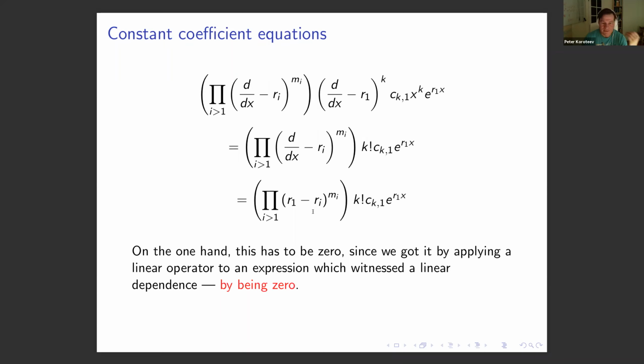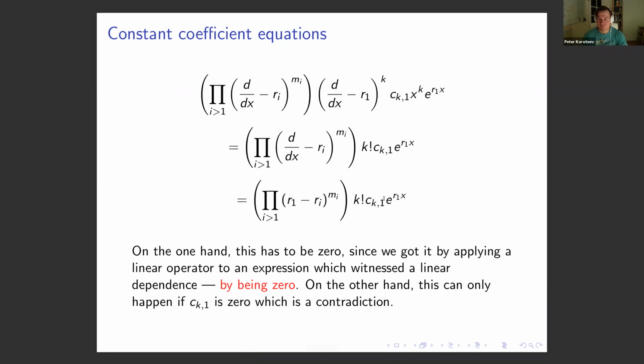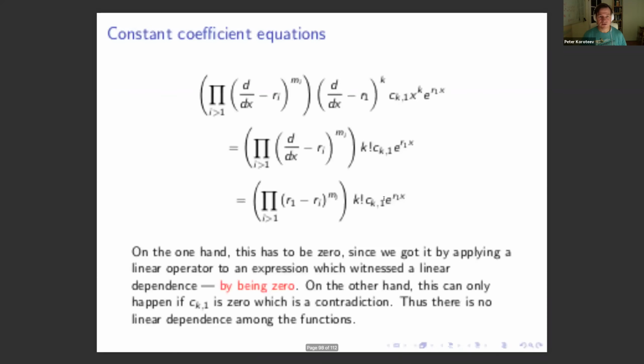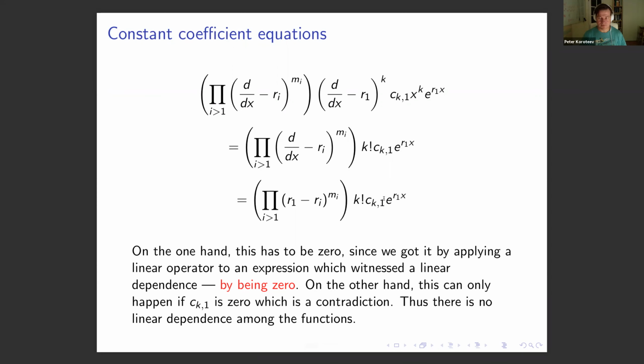I'm going to rephrase that. This has to be 0 since we got it by applying a linear operator to an expansion which was equal to 0. But on the other hand, this can only happen if this coefficient is equal to 0, right? This thing is not equal to 0, this is not equal to 0, this is not equal to 0. The whole thing must vanish. So therefore, ck1 must be equal to 0. And that's a contradiction to our assertion. So that means that all functions in the kernel of this big linear differential operator L are linearly independent as functions.